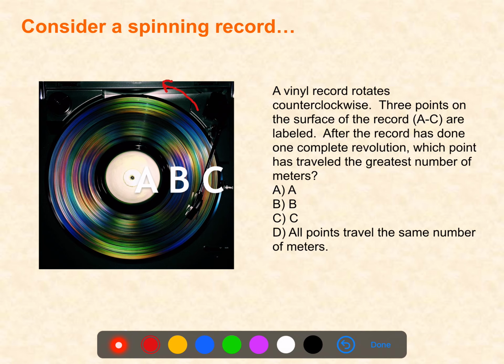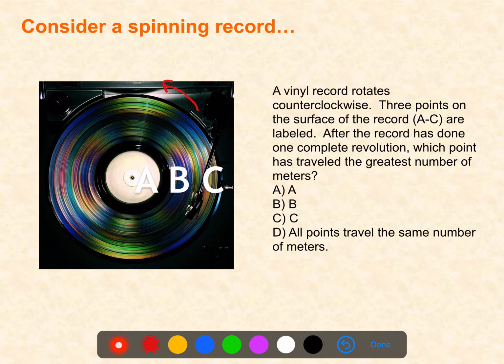Of those 3 points, by the time they spin around and come back to this point, and complete one revolution, which of these 3 points, A, B, or C, has traveled the greatest number of meters? Or you might want to think about it in terms of centimeters. Which one has traveled the farthest?